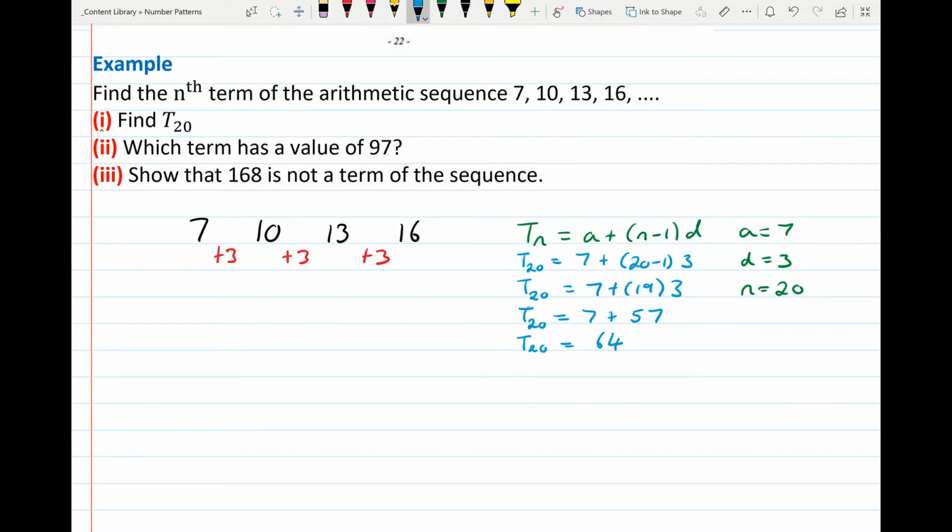Part 2 of the question, which term has a value of 97? So now we're not looking for Tn, we're looking for n. Again, start by writing out your formula and the information you know. a is still 7, d is still 3. We don't know n. Tn has a value of 97. And then we can fill that back into our formula.